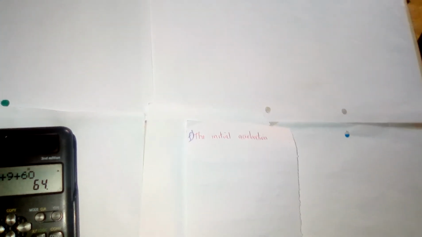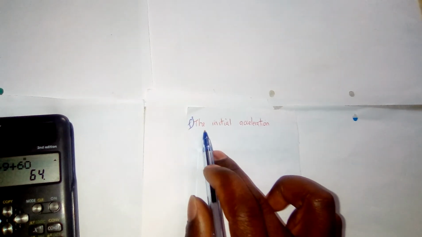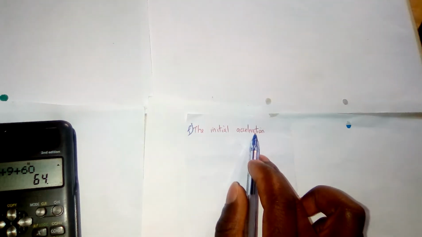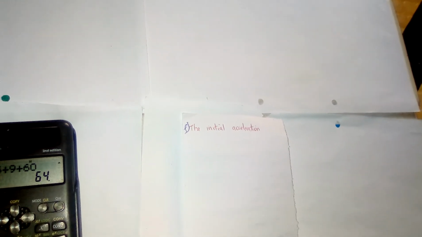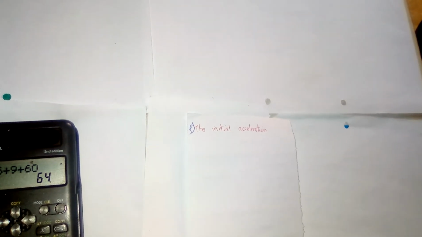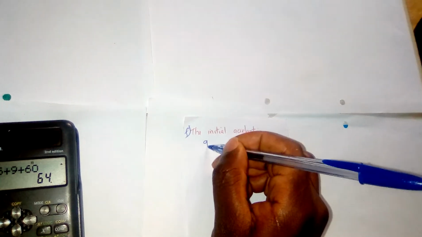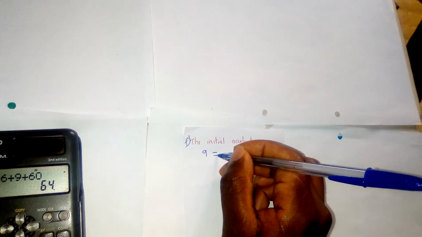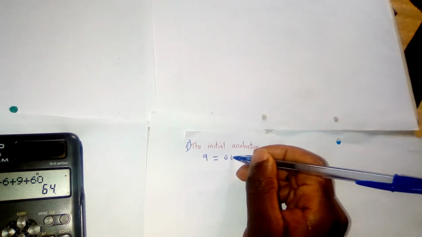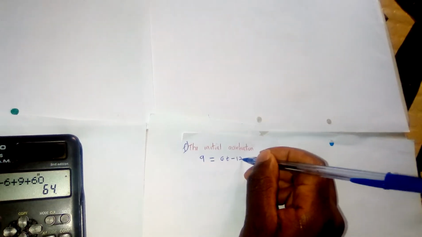Now let us look at the next, that is question F, so that we can see how we can solve the problem. The question is, find the initial acceleration. Back there, remember we had the equation of acceleration from the velocity: acceleration is equal to 6t minus 12. Remember, this is the equation we were having back there.